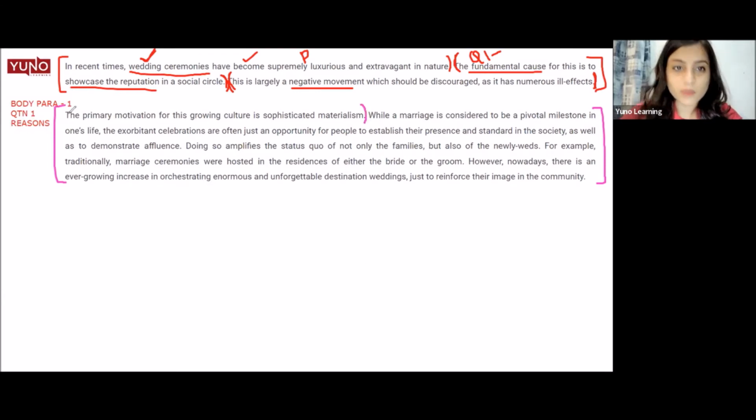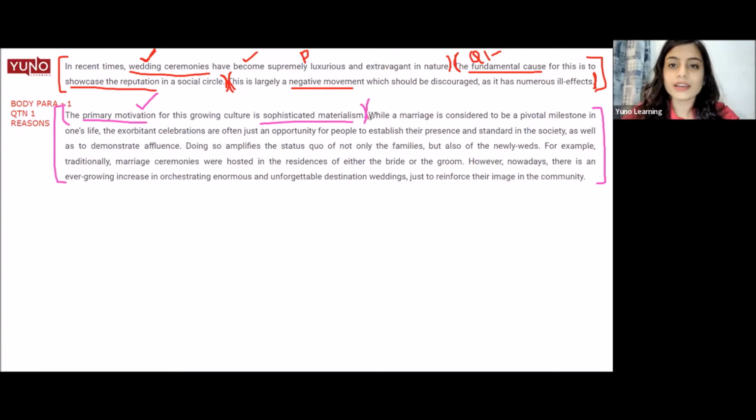The primary motivation for this growing culture is sophisticated materialism. Fine. This is my topic statement. I'm mentioning primary motivation and I'm giving a reason for it. And just by reading the topic statement, I can understand that the paragraph is about reasons, because I'm talking about motivations. I'm talking about the reasons for it, the causes for it. All right. So this is my topic statement.